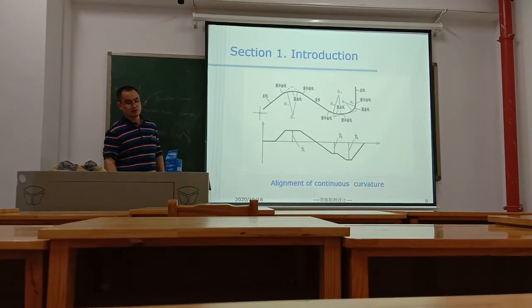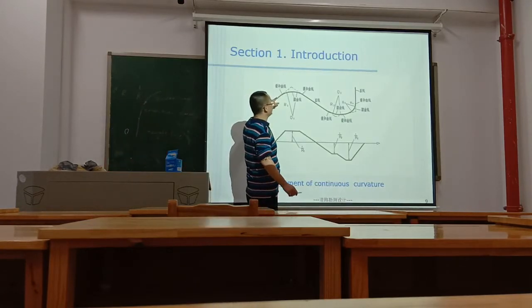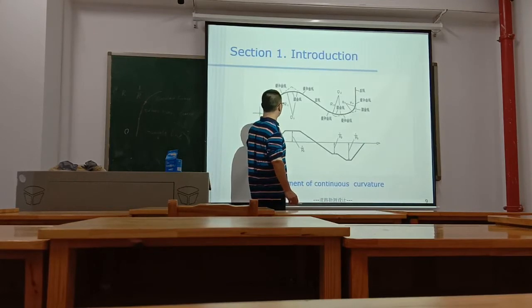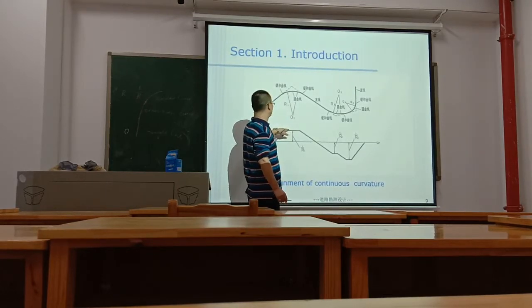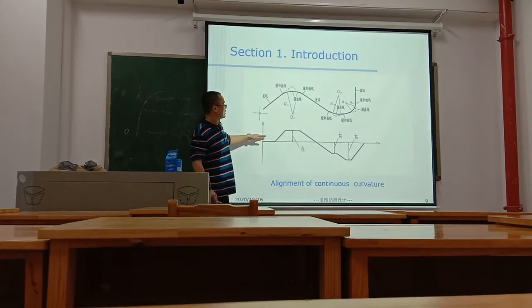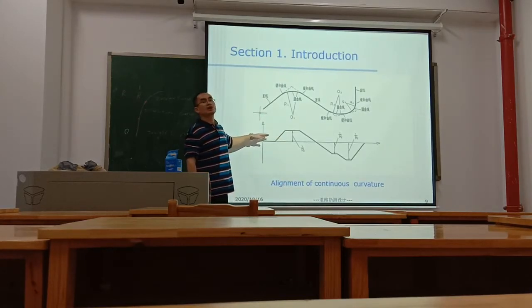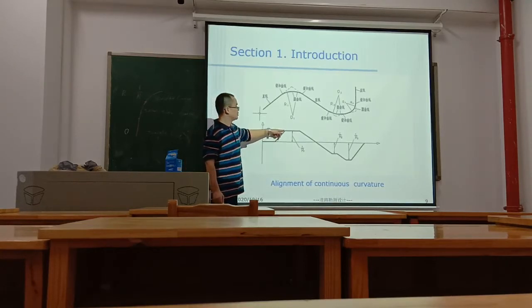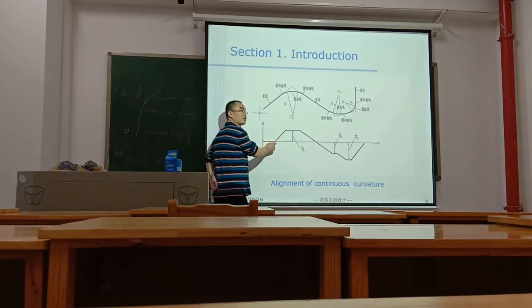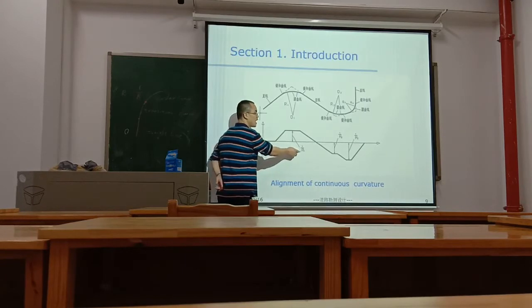Okay. So if there is a transition curve between a straight line and a circular curve, the curvature is continuous. So the curvature of the transition curve changes from zero to 1 over R1.